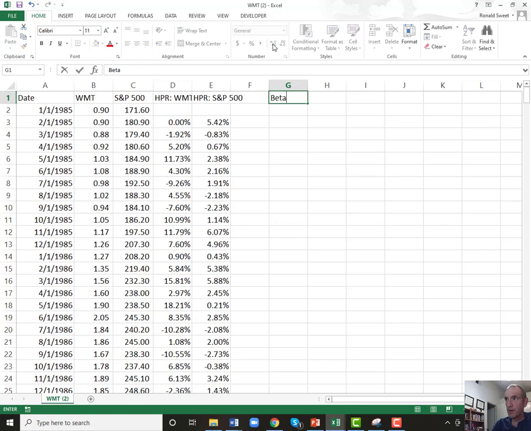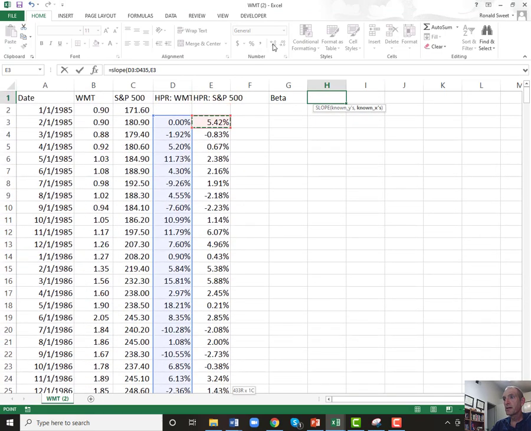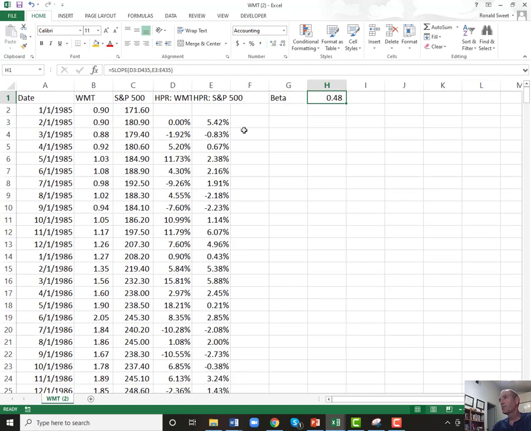So let's look at the beta for the entire period. Remember, here we use slope, and you do the stock first, and then you do the market second. So there's the beta, 0.48. So what I want to use is a rolling beta. By rolling beta, we're going to do 5 years with monthly data.